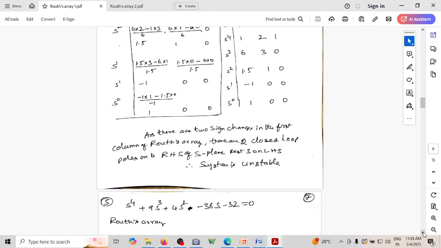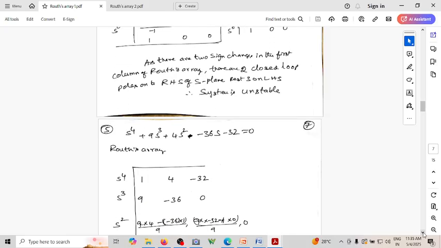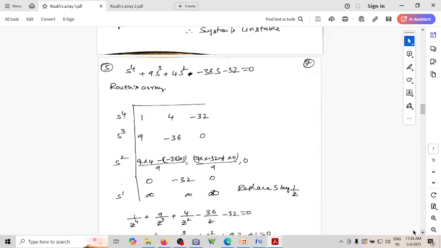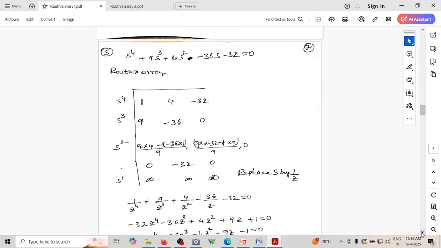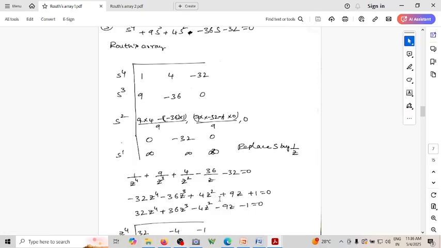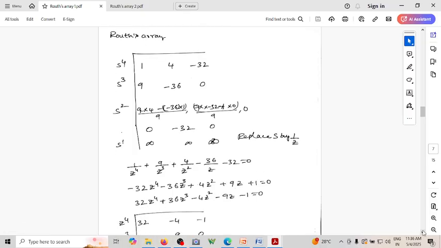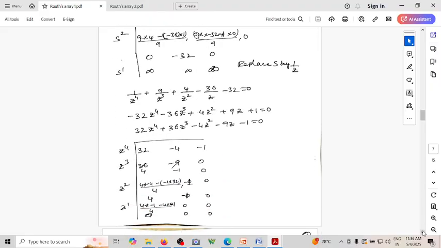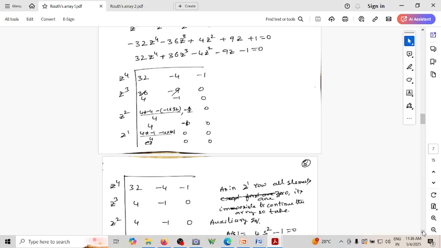Let us see now what happens. We are completing the row now. You can see now we have 0, minus 32, 0. Again the first element is 0, so you have to replace s by 1 over z and rewrite the equation. Now when you have something like this, this is minus 32 z power 4, so you just multiply everything by minus and reform the characteristic equation, write the Routh array, and then find what's happening.